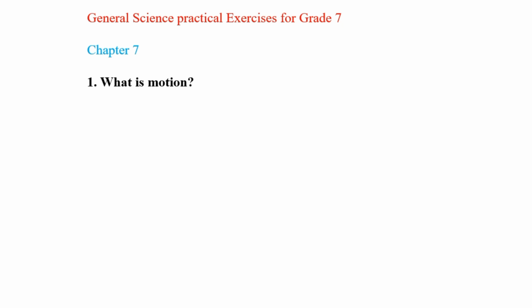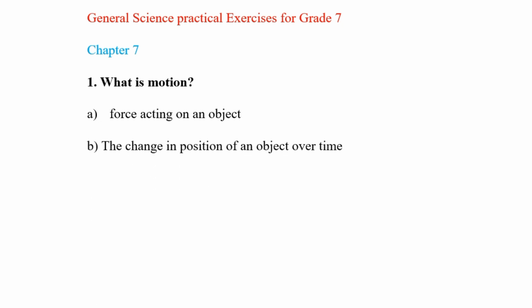Choose the correct answer. Question number 1. What is motion? A. Force acting on an object. B. The change in position of an object over time. C. The energy used by an object. And D. The speed of an object.